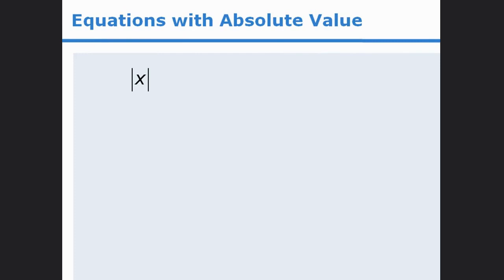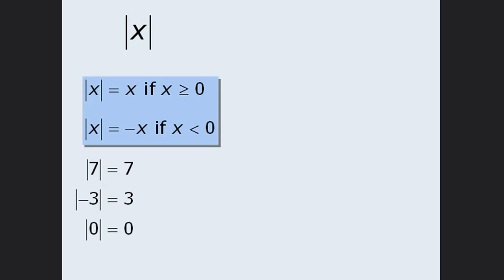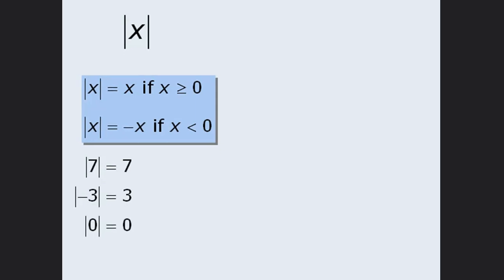In this lesson, we will learn how to solve equations involving absolute values. Now, the absolute value of a number, say x, is expressed using this notation, and it can be defined in more than one way. One way is to say that the absolute value of x is equal to x if x is greater than or equal to 0, and the absolute value of x is equal to negative x if x is less than 0. So the absolute value of 7 is 7, and the absolute value of negative 3 is 3, and the absolute value of 0 is 0.